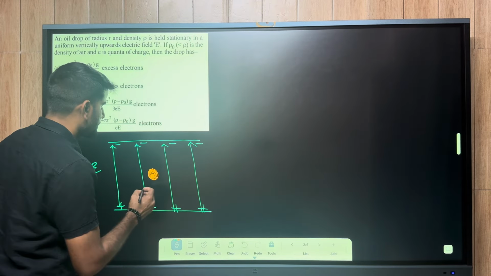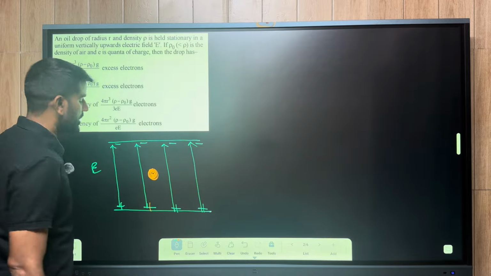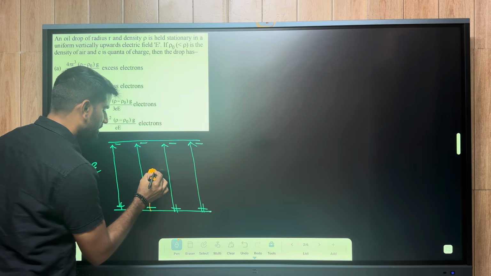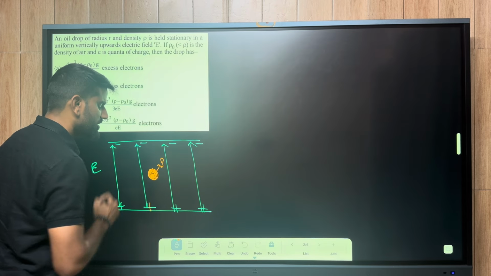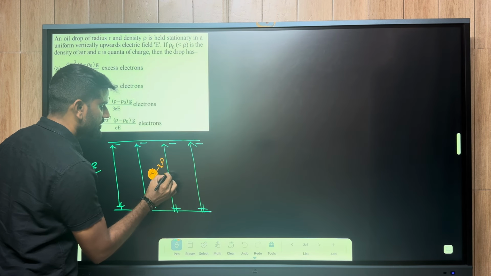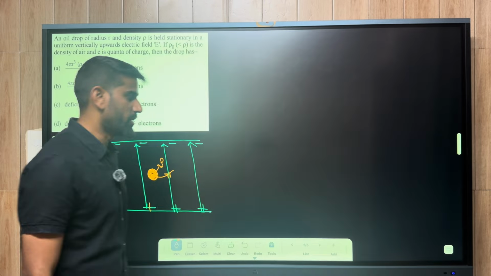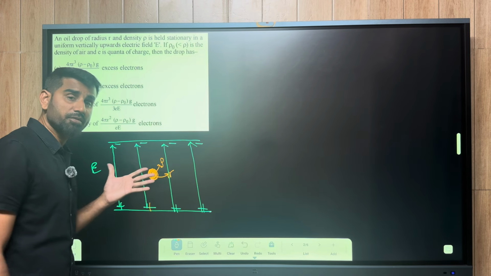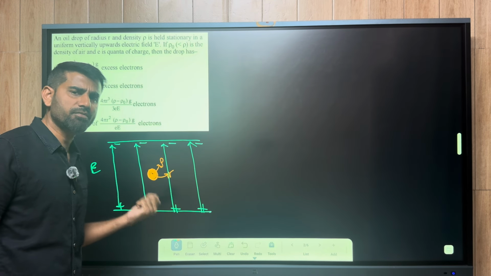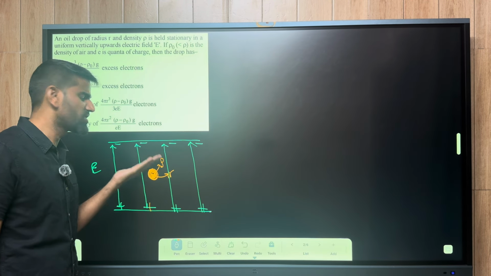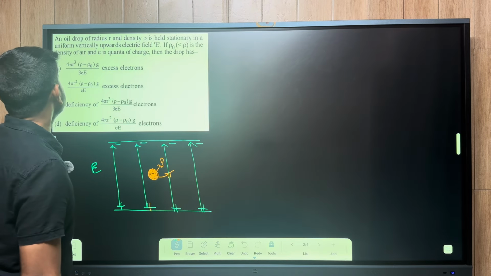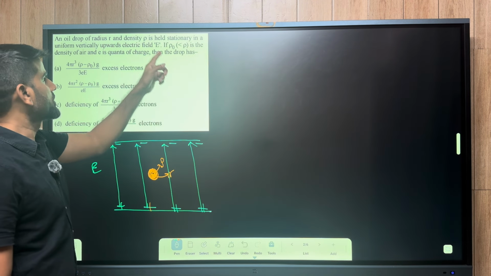Its mass we are not given. Its density is rho, and its radius is small. We are not given the mass of the drop, but we can find the mass by using the given quantities. Anyhow, now let's read out the rest of the question.